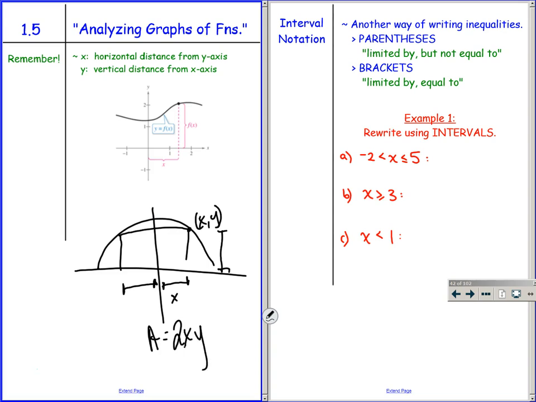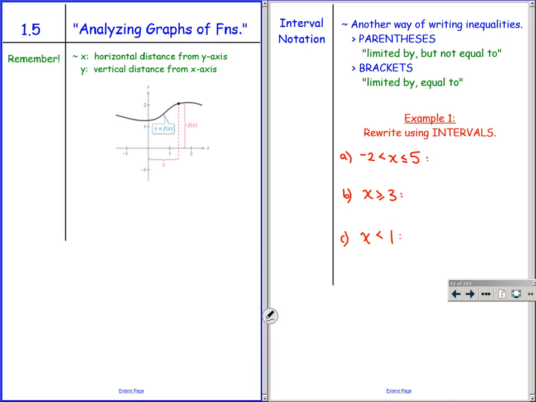A lot of you hopefully could have figured out base times height, length times width, but you didn't know how to apply the x, y to that problem. That was, I think, number 68 from the 1.4 homework. But now we get into some particulars, some specifics we need to talk about.